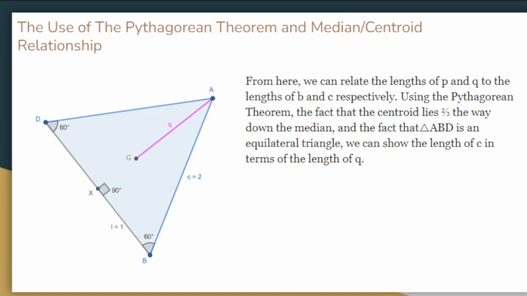From there, we can relate the lengths of P and Q to the lengths of B and C respectively to make things more universal. By using the Pythagorean theorem, the fact that the centroid lies 2/3 of the way down the median, and the fact that triangle ABD is an equilateral triangle, we can show the length of C in terms of the length of Q.